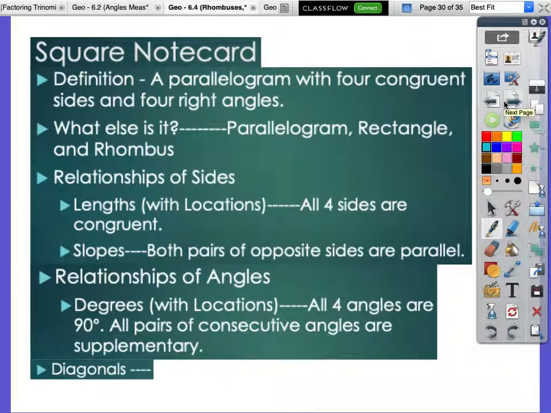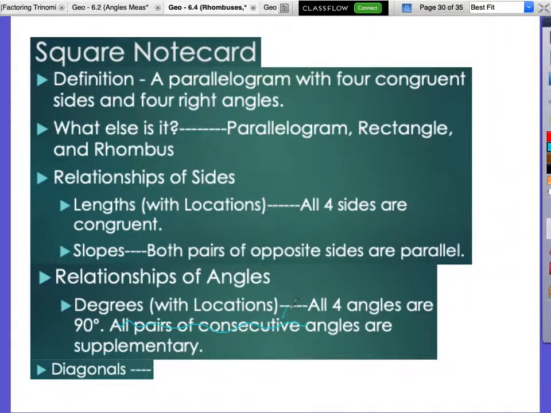Definitions of angles. All four angles are 90 degrees, and any two angles are supplementary. So you're gonna say any two angles are supplementary.